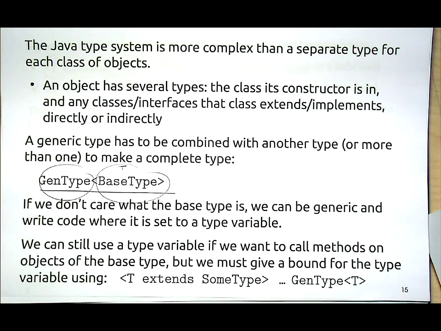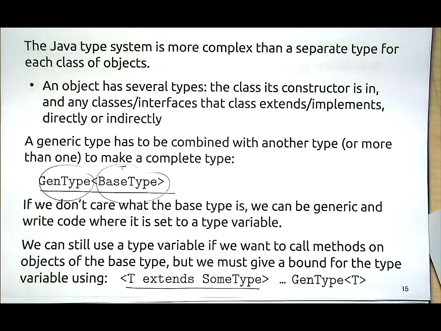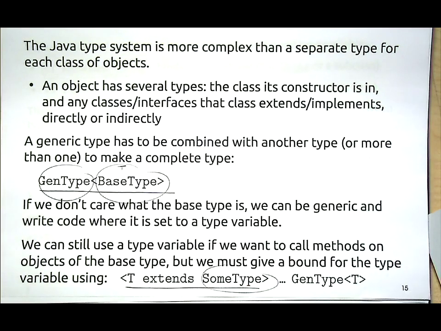For instance, you have to at least be comparable, because we're going to use compareTo on your objects. So the way we do this is by using bounded types and say, well, actually my T, I want it to extend some type with the properties that I want.